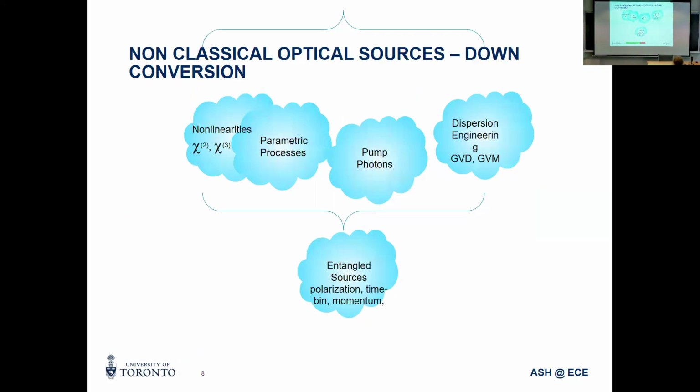To do all this experimentally, through entanglement or squeezing, we have to use nonlinear optics. In naturally occurring materials, we have either a Chi2 or a Chi3 response, and through a variety of parametric processes, such as spontaneous four-wave mixing for Chi3, or difference frequency generation and second harmonic generation for Chi2, and all that sort of stuff.